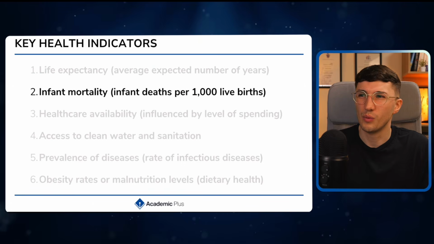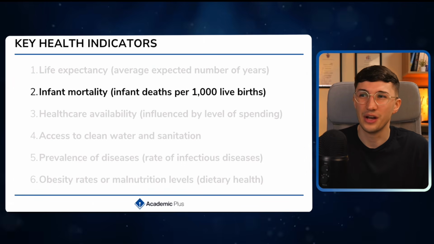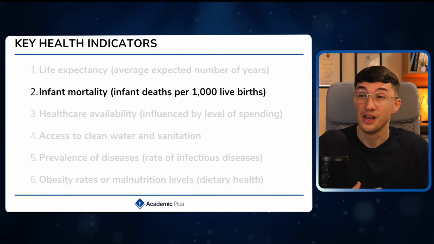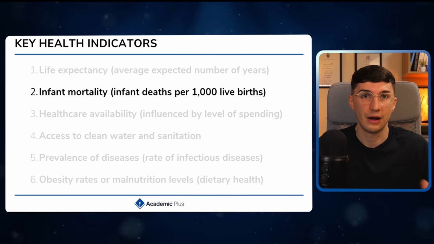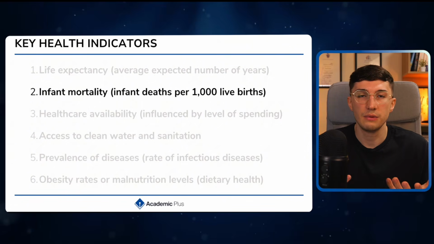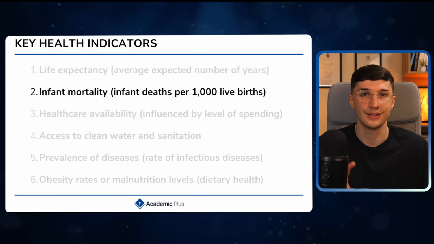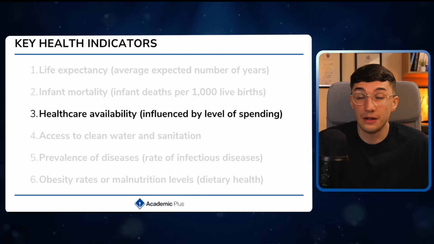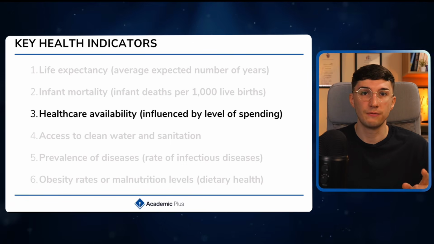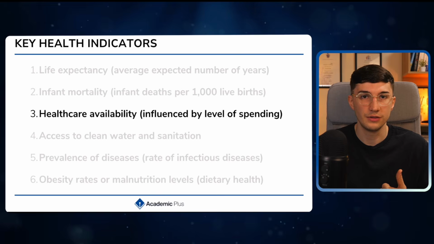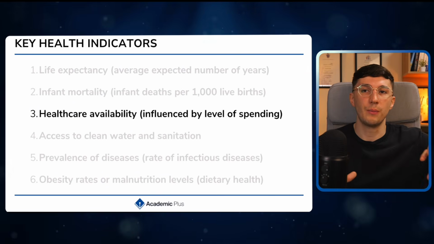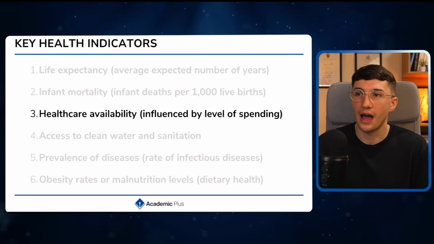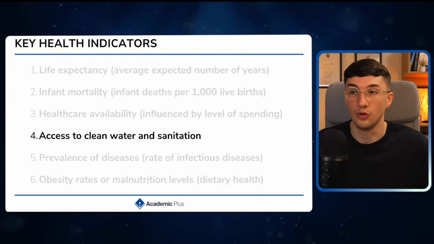We've also got another one which isn't as nice to look into, but it is around infant mortality. So the amount of infant deaths per 1,000 live births. Now, this is going to be heavily influenced by the healthcare system in place in that country. We've also got as well the healthcare availability. So this is going to be influenced by the amount of tax that the government is making, because that would influence how much they have to invest into the healthcare system that they have within that country.